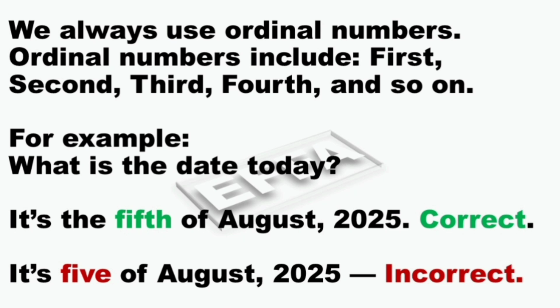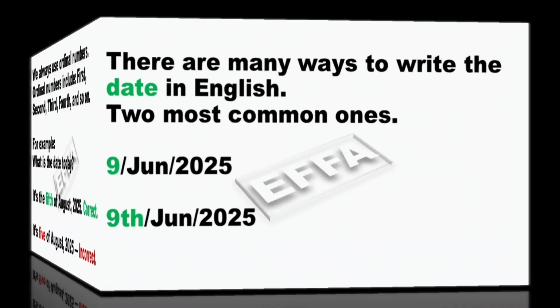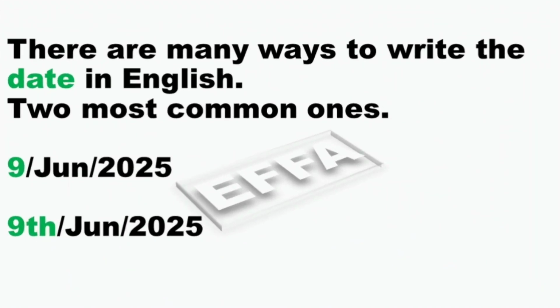For example, what is the date today? Dear students, we can say it is the 5th of August 2025. Here we use an ordinal number, so the sentence is correct. But if we say it is 5 of August 2025, that is incorrect. Why, my friends? Because we always use ordinal numbers when speaking the date in English. Got it? Now let's learn how to write the date in English.